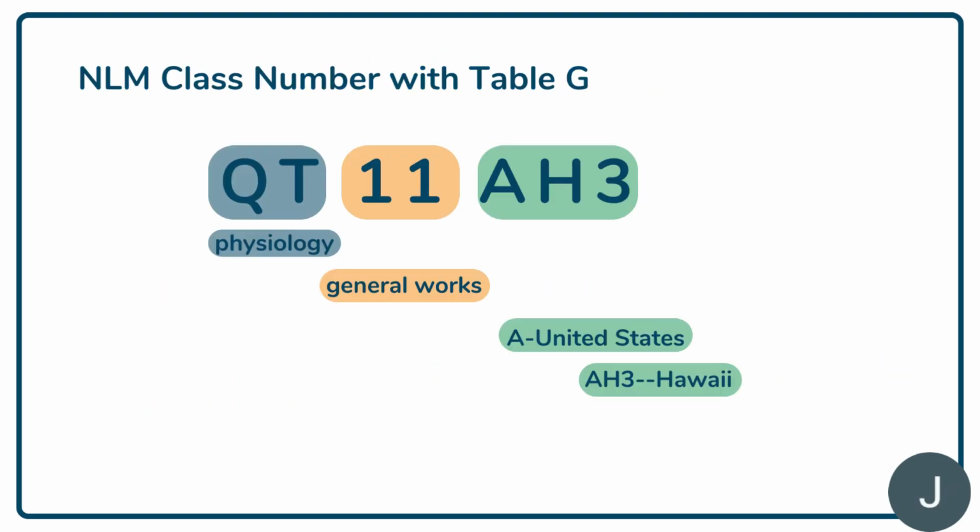Here is an example of an NLM class number with Table G. In the blue is the schedule QT, Physiology. 11 is the form number here, representing our general works. A and H make up the Table G notation in this example. A is for United States and H is for Hawaii. The versatility of the NLM classification makes it very useful to the materials it organizes.